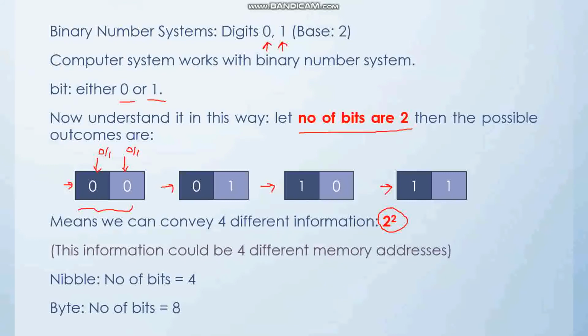So this is the code 0 0, this is the separate code 0 1, this is the separate code 1 0, this is the separate code 1 1, and each code has its meaning. So I can say that I can convey 4 different pieces of information. Talking technically, this information could be 4 different memory addresses. There are 2 terms which are extensively used. Nibble, the number of bits is 4. If I have a combination of 4 bits, then it is called a nibble. And byte, the number of bits is 8. If we have a combination of 8 bits, then it is called a byte.